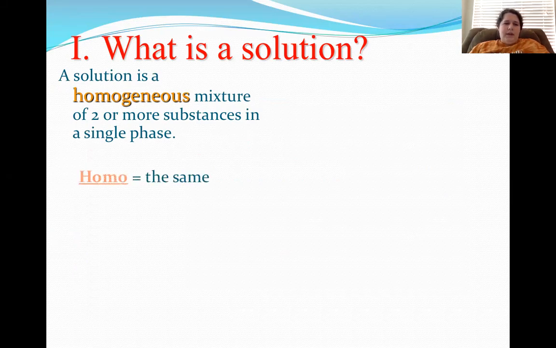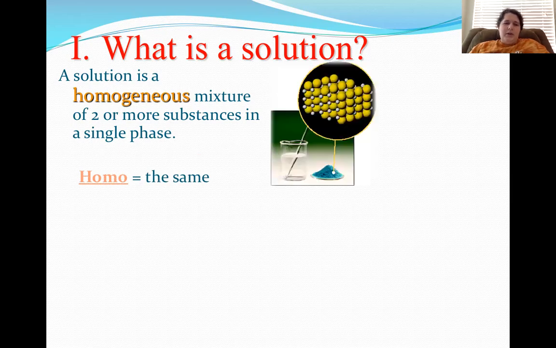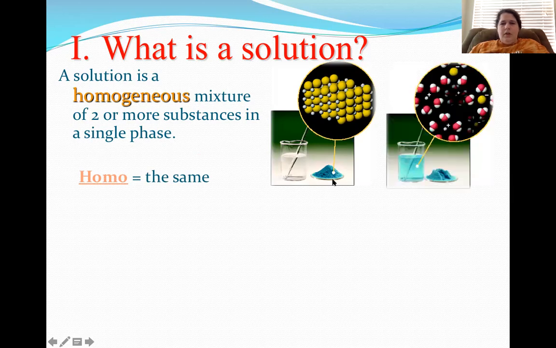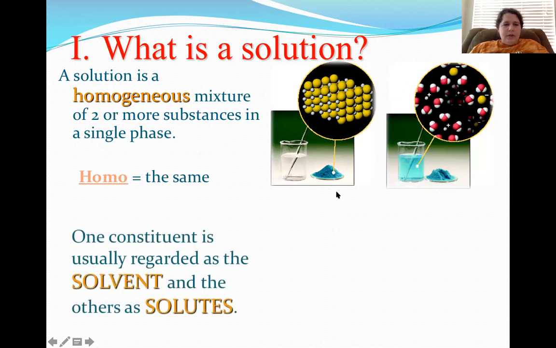Homo means the same, so homogeneous means the same throughout. This means we're going to have a very even mixture. Here we can see that all of these little white dots are evenly spread amongst the yellow dots. When we're looking at solutions, we notice it's very even. We don't see clumps, we don't see little chunks here and there, we don't see separation, we see evenness.